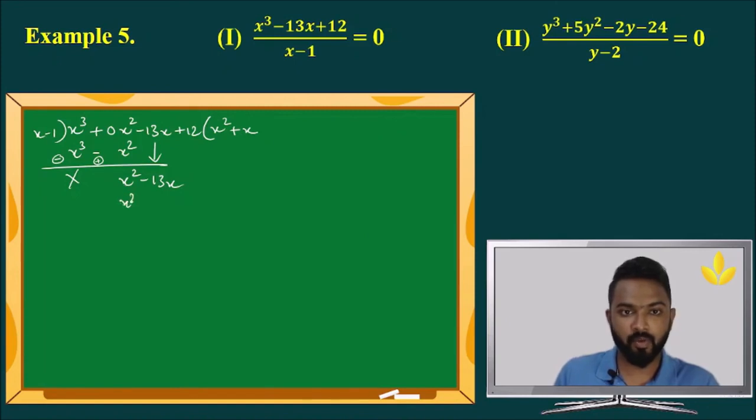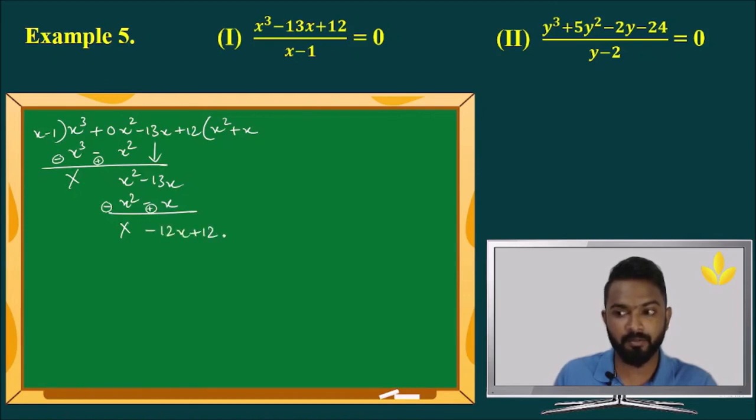We have x square. Minus 1 into x is minus x. Again subtract over here and add over here. So this one is gone. Minus 13 plus x is minus 12x plus 12. Then how to get this? X to minus 12x is just multiplication with minus 12. So we have minus 12x over here. Minus 1 into minus 12 is plus 12. Done.